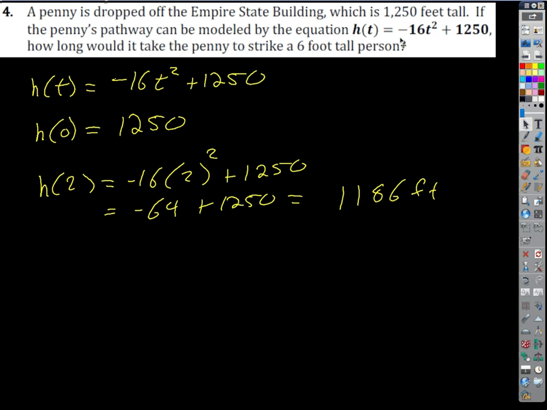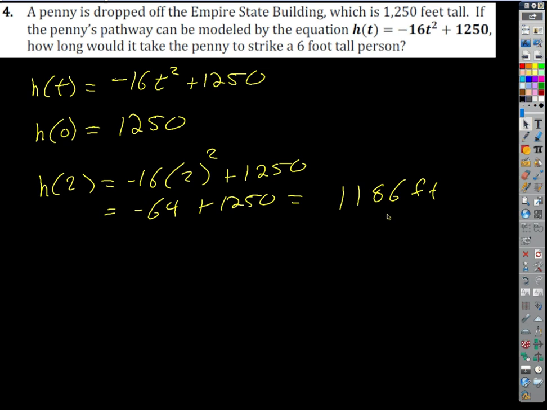If I plug in 0, time equals 0, the height is 1250, which makes sense because we're starting the stopwatch in the instant that we drop the thing. So time 0 is when we hit start, right? And it's starting at 1250 and it's gradually going to lose elevation. The height is going to decrease with time then. If we plug in a value like 2, we got an answer of 1186 feet. Still pretty high, but it's getting less and less, right?